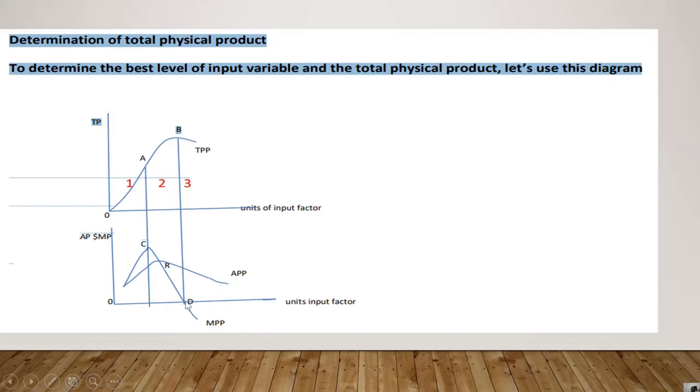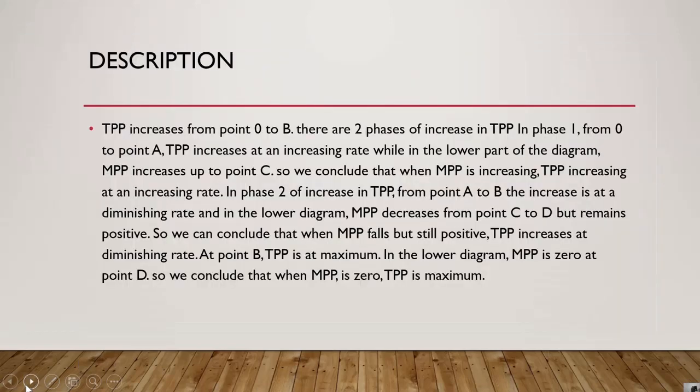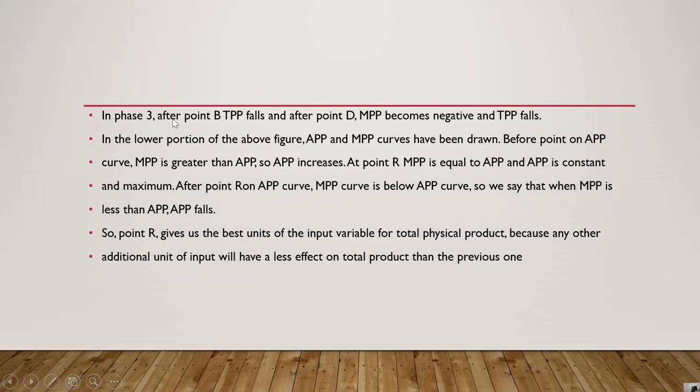But while marginal product is at 0 at point D, average physical product is also decreasing gradually. Let's look at the wording here. We are saying when marginal physical product is at 0, TPP is at maximum in phase 3. After point B, TPP falls. And after point D, marginal physical product becomes negative. All right? Becomes negative.